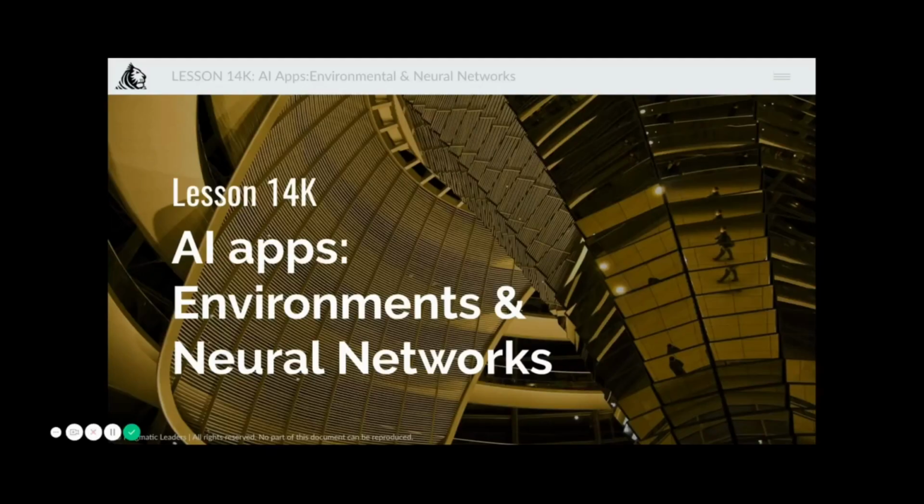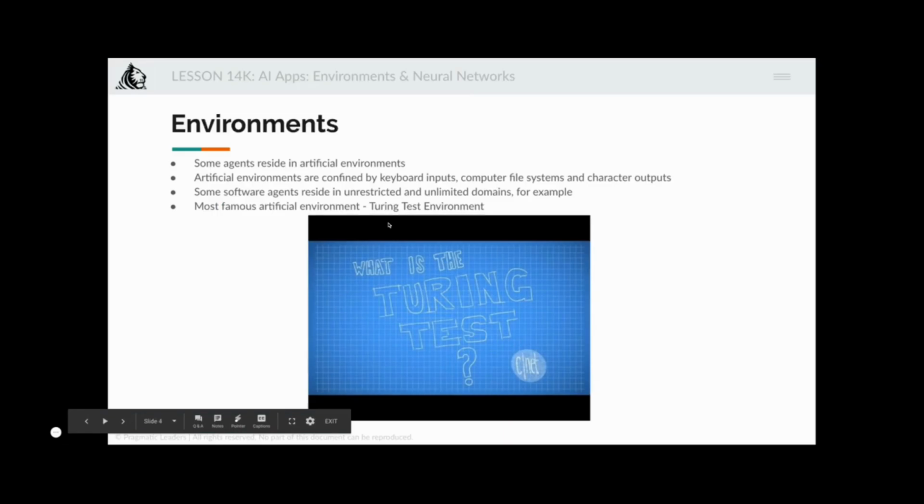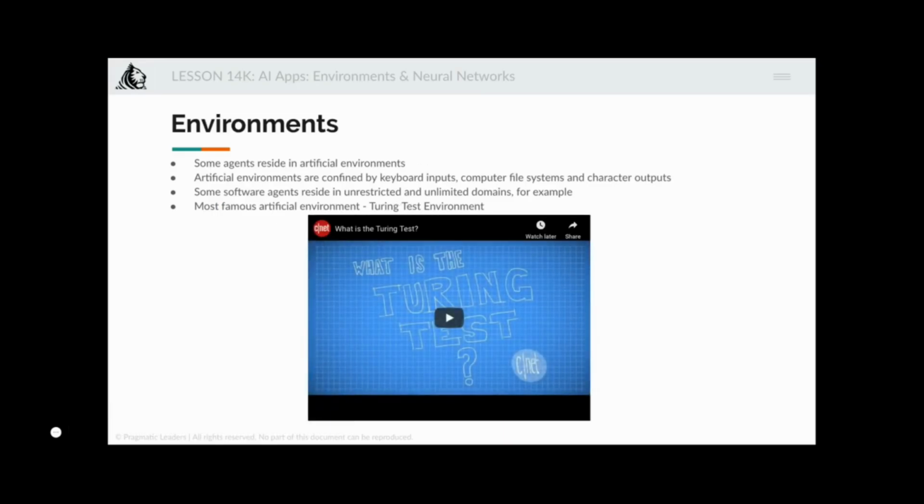Let's understand environments and neural networks in the context of AI apps or AI applications. Environments are the area or the domain in which the agents work and reside. The artificial environments are confined by keyboard inputs, computer file system, and character outputs. It could be anything. Some software agents reside in unrestricted and unlimited domains.